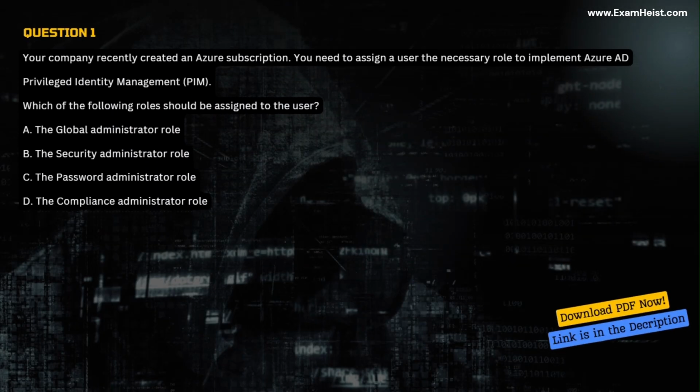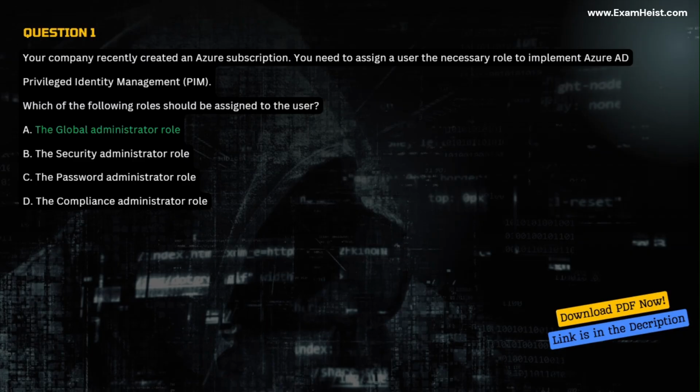Question 1. Your company recently created an Azure subscription. You need to assign a user the necessary role to implement Azure AD Privileged Identity Management, PIM. Which of the following roles should be assigned to the user? A. The Global Administrator role. B. The Security Administrator role. C. The Password Administrator role. D. The Compliance Administrator role.